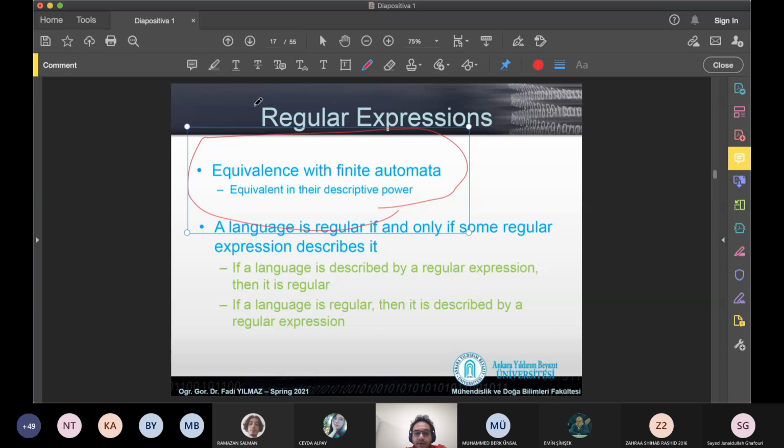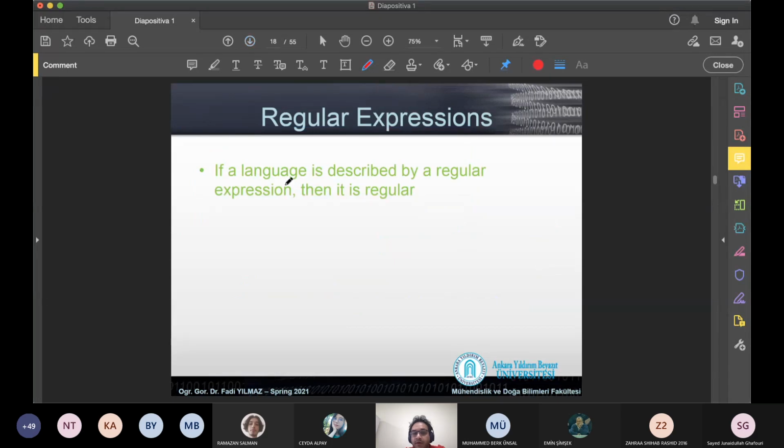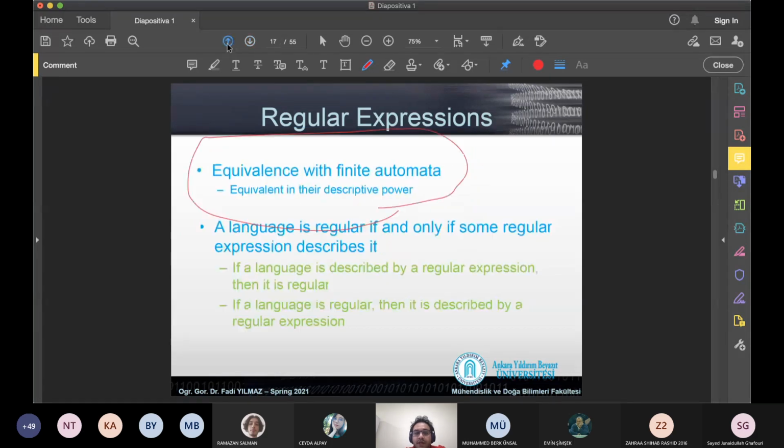So how? Let's look at the first one. If a language is described by a regular expression, then it is regular. So let's say this is P, and this is Q. P, with a two-sided arrow, and Q. And we can separate this into two parts: we can write P implies Q, and Q implies P, right? This way. Okay, guys. So we look at each of them.